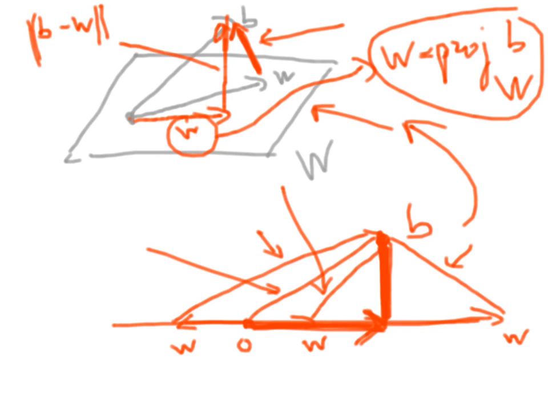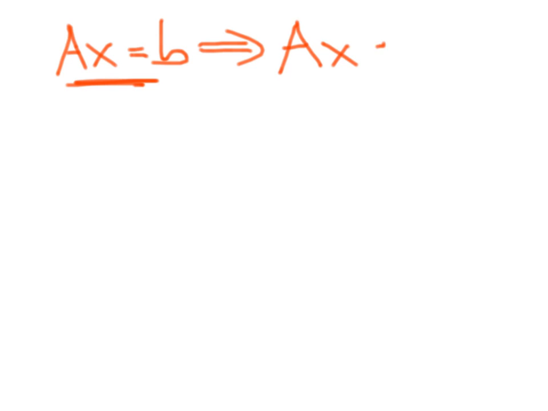Let's see. We wanted to compute the solution to this system, but this system is inconsistent. So we can't find a solution for this. Instead, we can find the exact solution of something similar. That is this other system, which uses the projection of b over W.